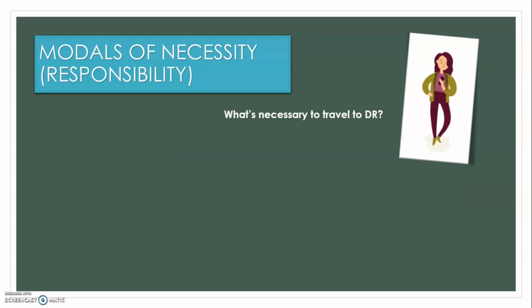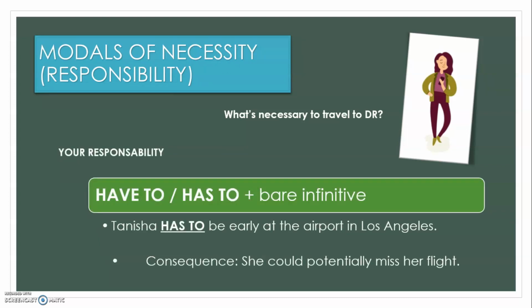As her full responsibility, she has to be early at the airport in Los Angeles. Here, because it's her responsibility, we are going to use have to or has to, also based on the subject. I have to, you have to, she has to, he has to, we have to, they have to. This is not mandatory for her, but she could potentially miss her flight if she's not early at the airport. If she does, again, it's her responsibility, not the airport's.